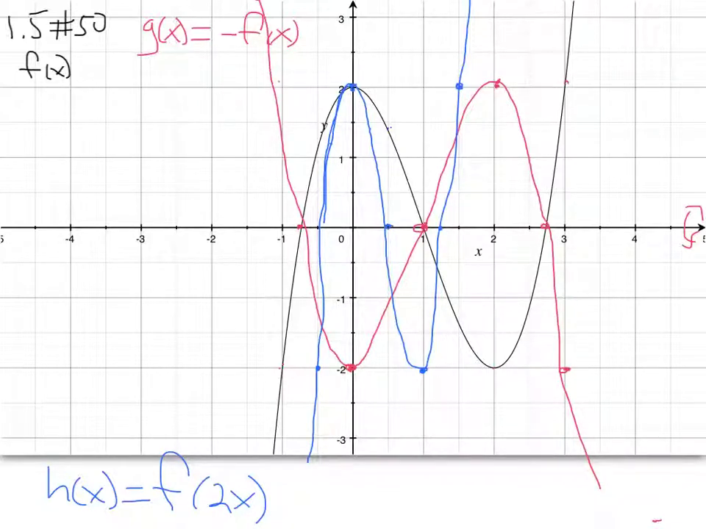So the blue is the black that has been squished towards the origin. All right. So that's how these things work. Again, practice, practice, practice. All right.